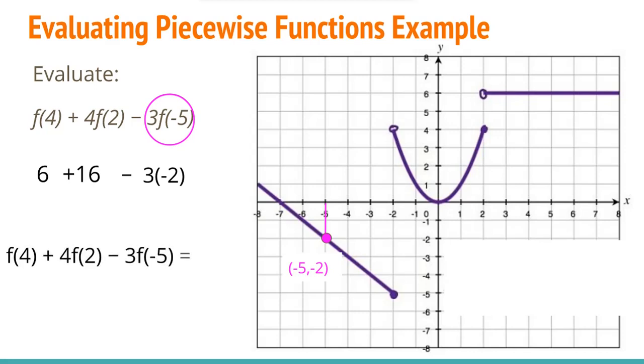All right, awesome. Hopefully you did that and found out that our answer is going to be 28. 6 plus 16 is 22. And then -3 times -2 is +6. So 22 plus 6 is going to be 28.